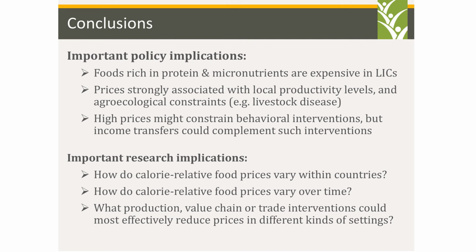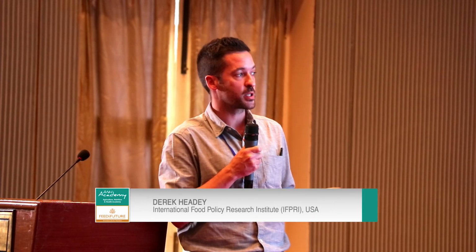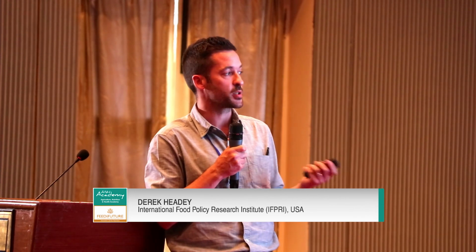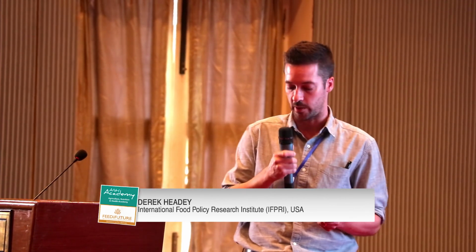And research implications, I think we still don't know how calorie relative food prices vary within countries. We only look across countries. And how do calorie relative food prices vary over time? How have these relative prices changed over time? And what production, value chain, or trade interventions could most effectively reduce prices in different kinds of settings?